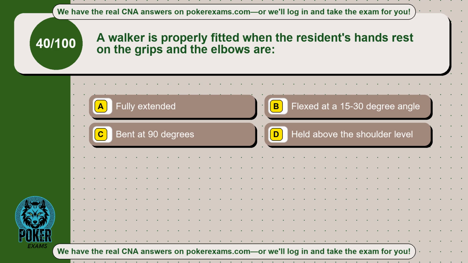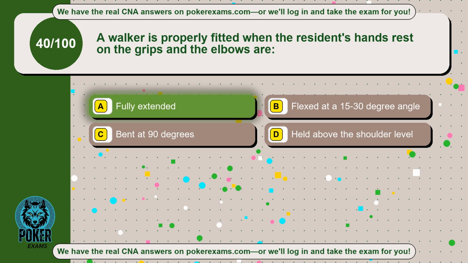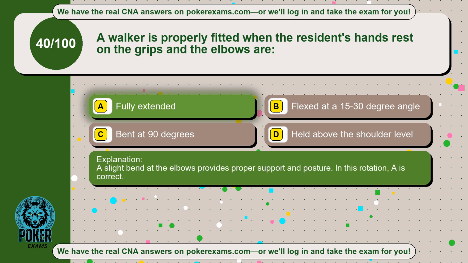Question 40. A walker is properly fitted when the resident's hands rest on the grips and the elbows are: Option A, fully extended. Option B, flexed at a 15 to 30 degree angle. Option C, bent at 90 degrees. Option D, held above the shoulder level. The correct answer is option A, fully extended. A slight bend at the elbows provides proper support and posture. In this rotation, A is correct.